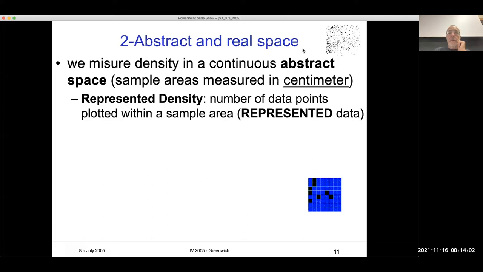You have your data. You are just plotting your data using x and y as coordinates, and we are considering sample areas, some squares. And here the squares are measured in centimeters or whatever. And there is an infinite resolution here. You can plot as many points as you want. And we talk about represented density. How many items do we have here? 50, 200, 1 million. Everything is possible here, because in theory, you are in an abstract space with infinite resolution.